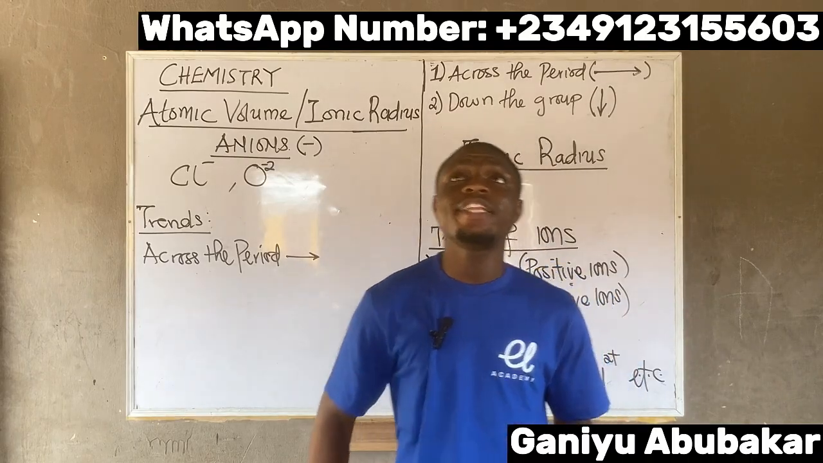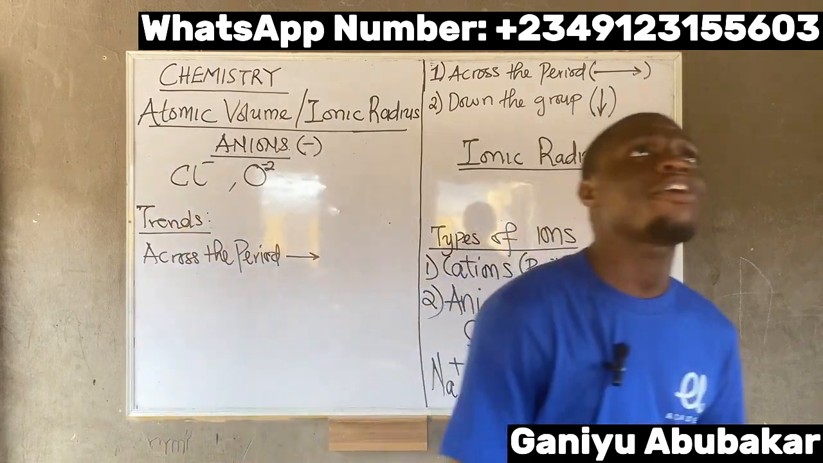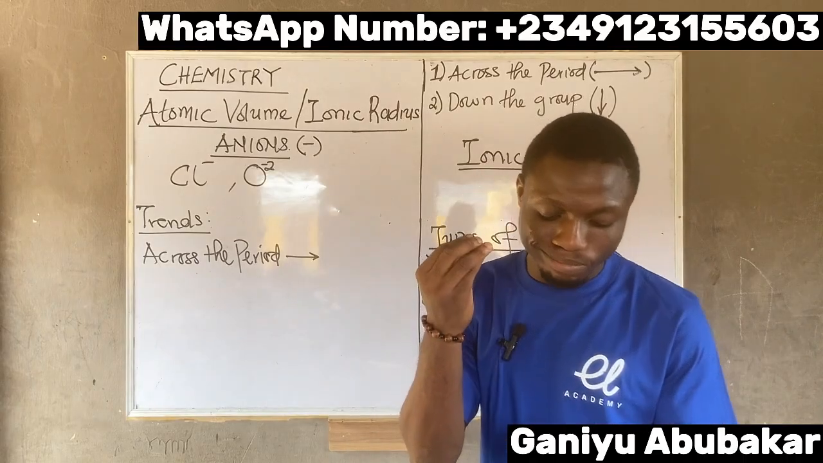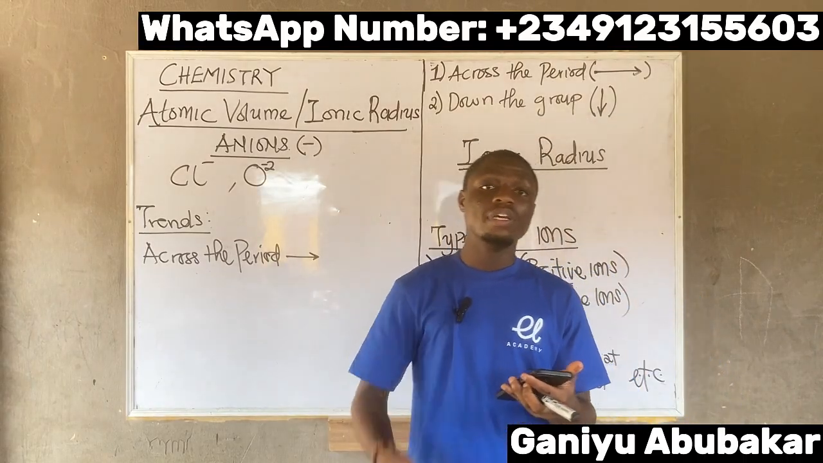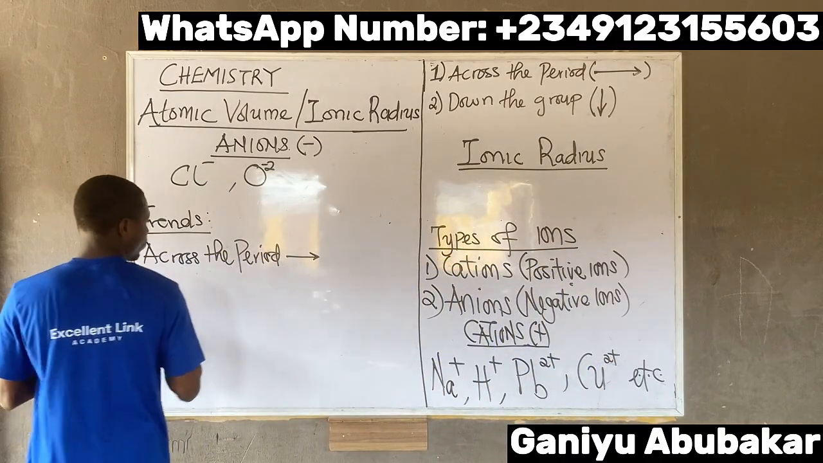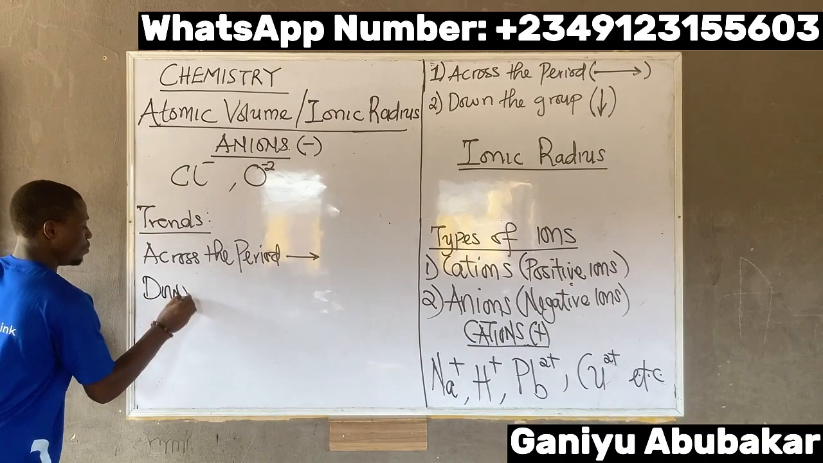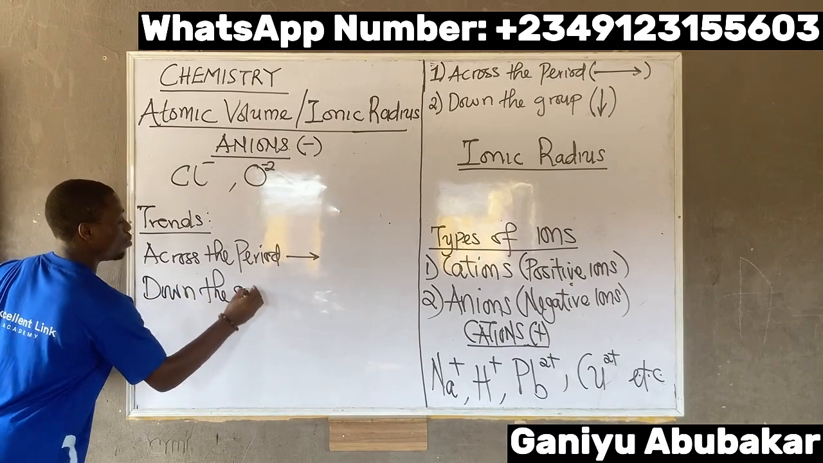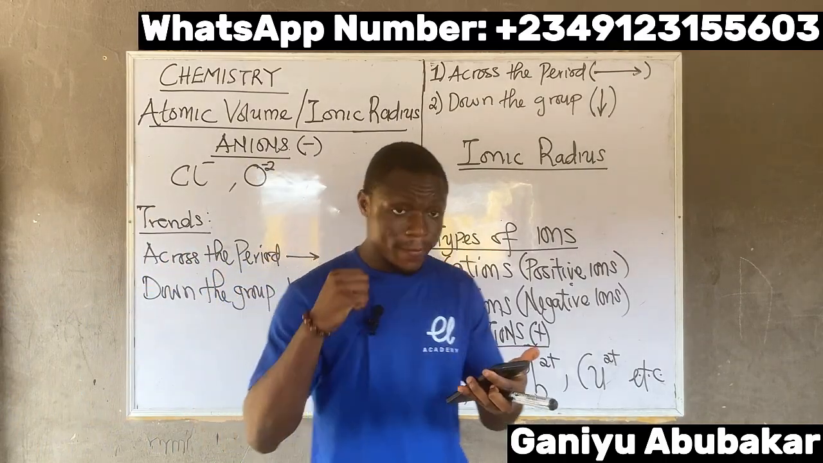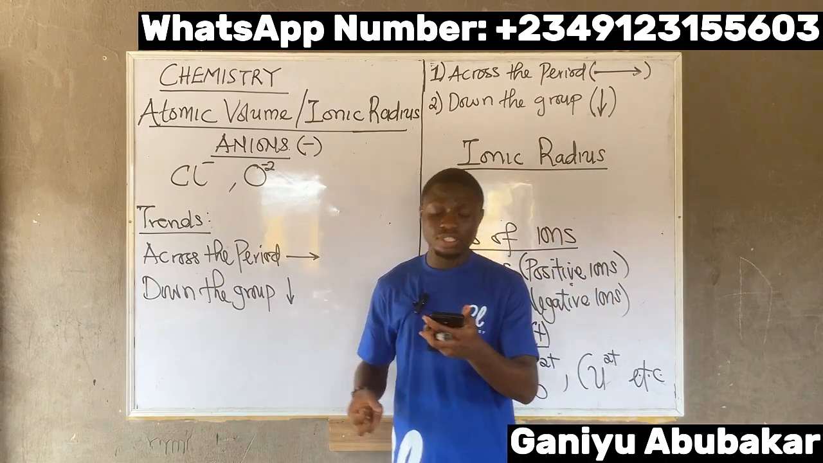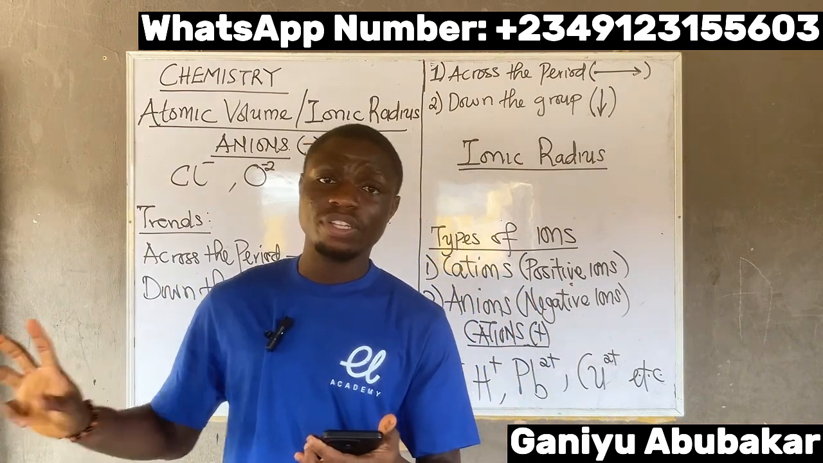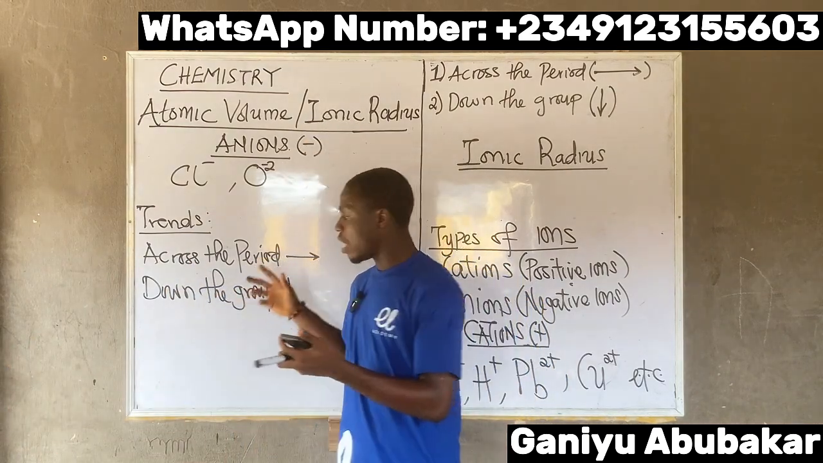Please don't forget that the key takeaway for ionic radius across the period is that it decreases. All right. For down the group, what happens in this case? Copy that, please. Down the group, ionic radius increases.